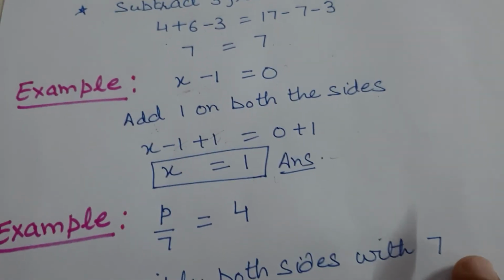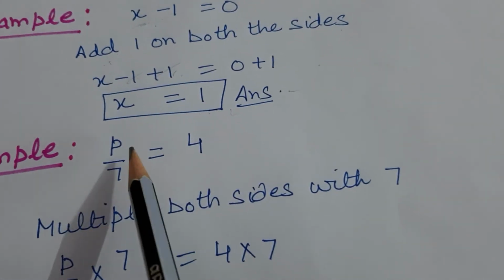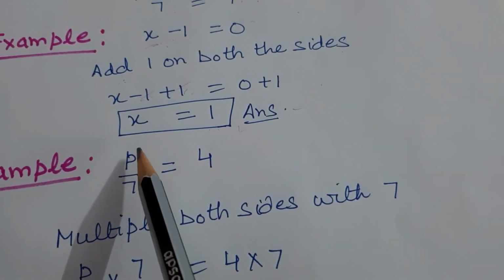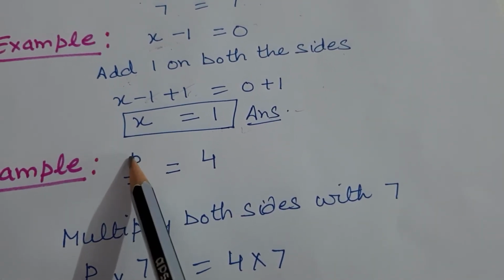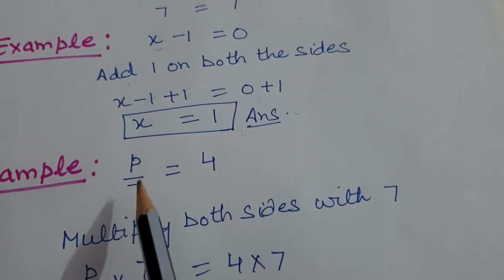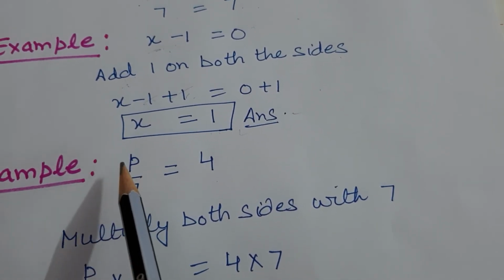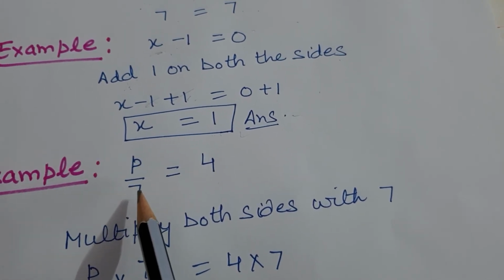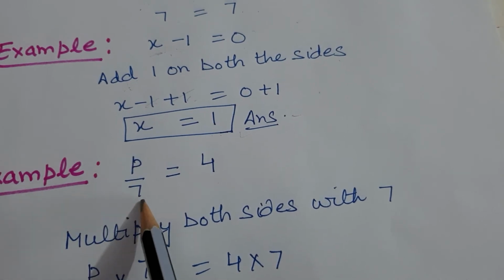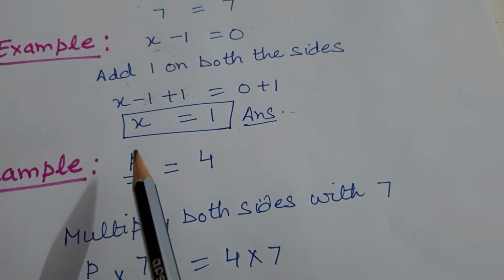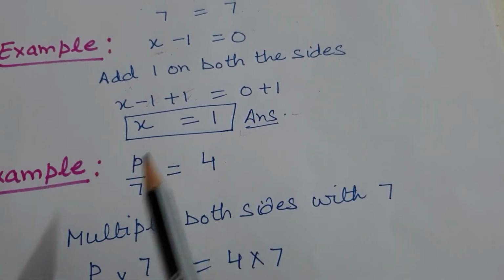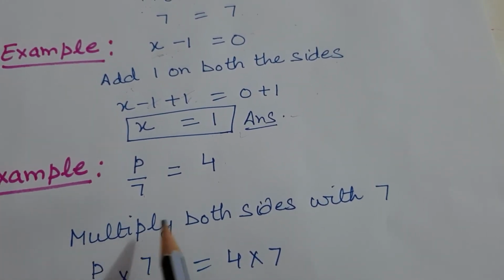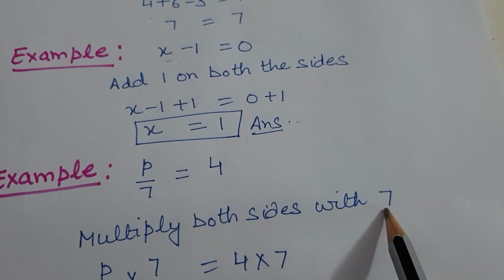Okay, next example, p over 7 is equal to 4. Now we want to find the value of p to solve this equation. Now p is divided by 7. First of all, we have to recognize the operation of the variable with the number. So here p is divided by 7. What will we do to remove this 7? We will multiply both the sides by 7.